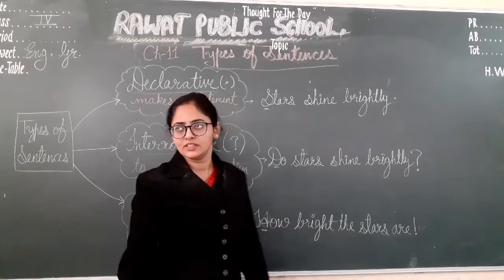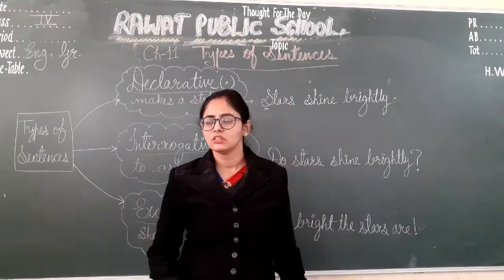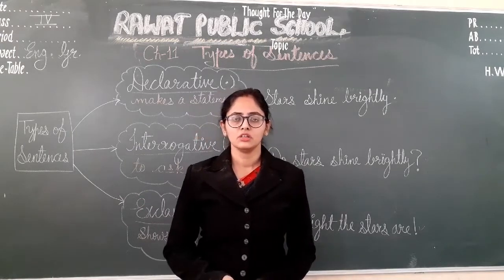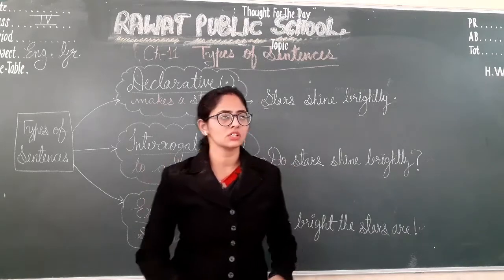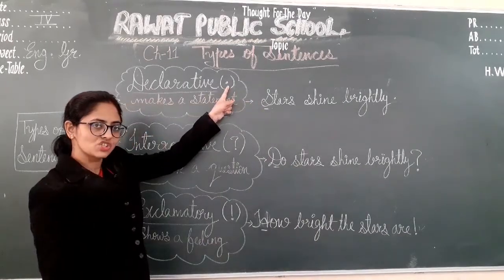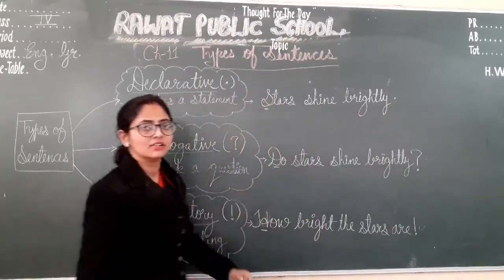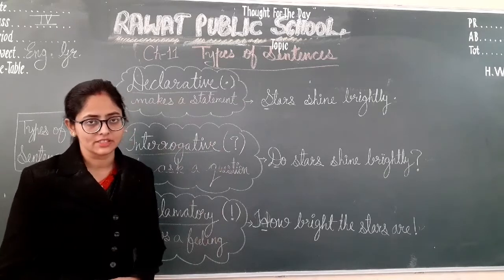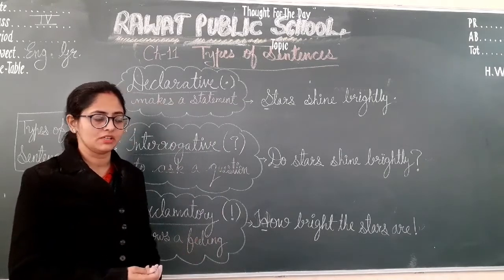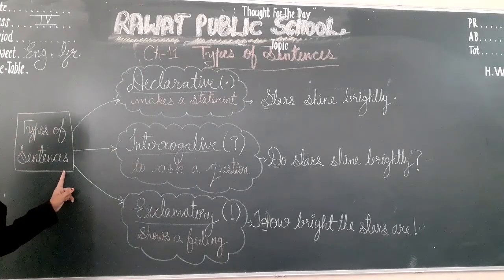Full stop means this is the declarative sentence, or you can say this is a statement. If I say it's raining outside, that is a commonly used sentence. So for it is raining outside, I will use a full stop, and it will be known as a statement, or I can say a declarative sentence. Okay, that is a statement. This is the first type of sentences.